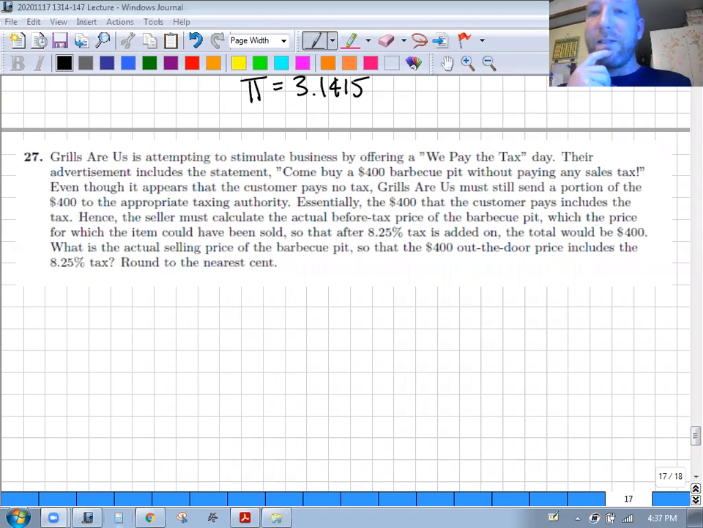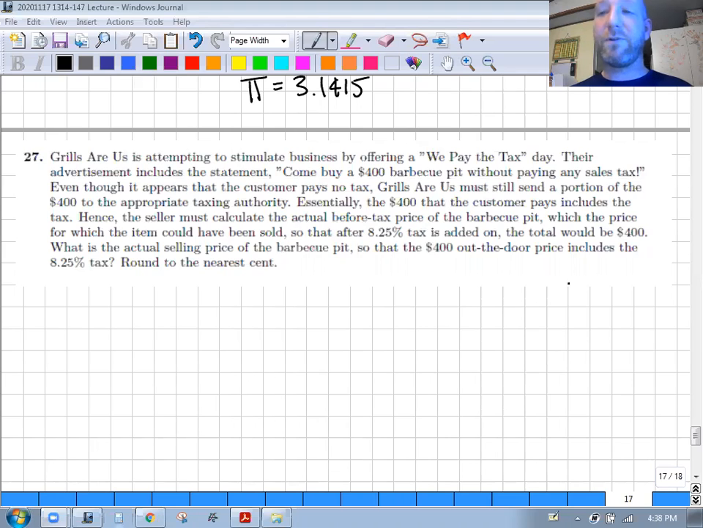So Grills R Us wants to offer a "we pay the tax" day. Their advertisement includes the statement, "Come buy a $400 barbecue pit without paying any sales tax." Even though it appears that the customer pays no tax, Grills R Us must still send a portion of the $400 to the appropriate taxing authority. Essentially, the $400 the customer pays includes the tax. Hence, the seller must calculate the actual before-tax price of the barbecue pit, the price for which the item could have been sold, so that after an 8.25% tax is added on, the total would be $400.